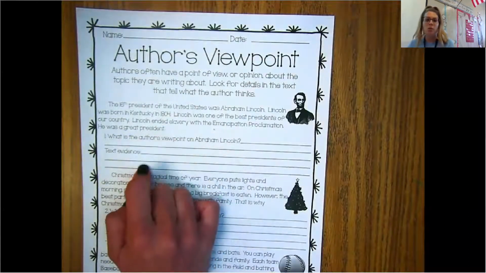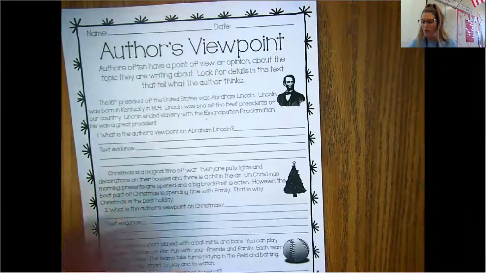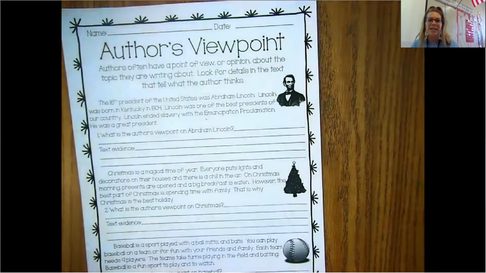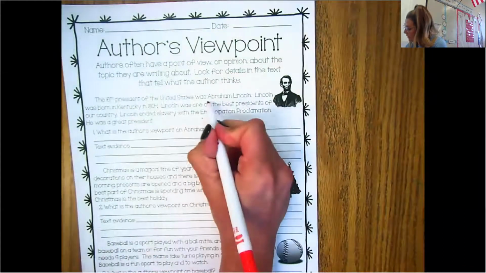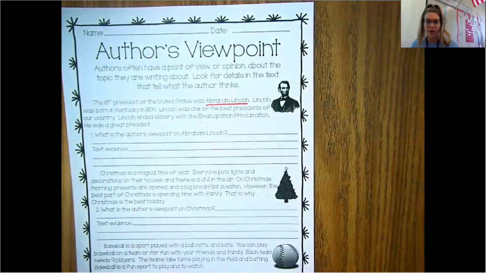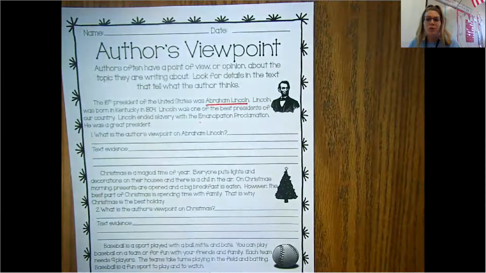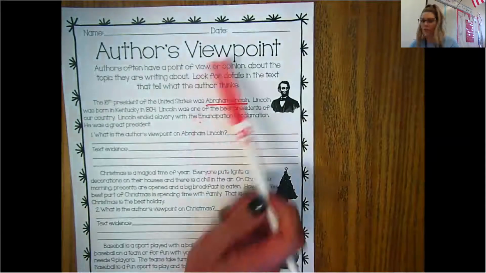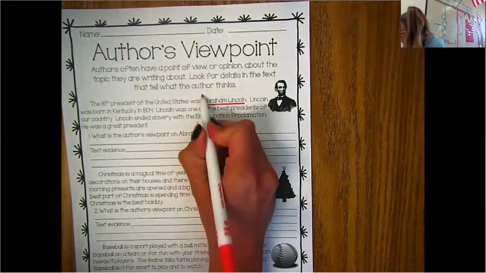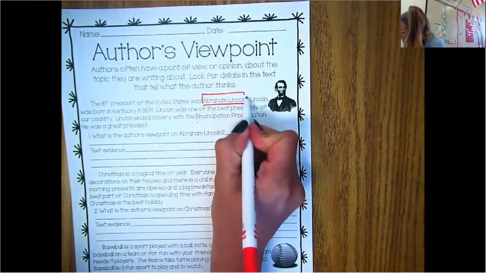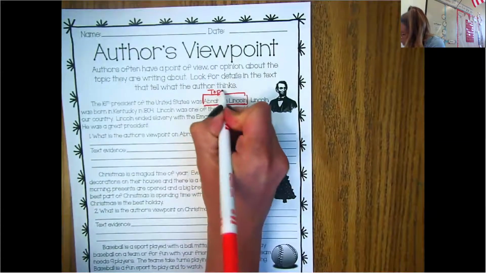So before we answer these, I want you to think about what is the topic? What is this paragraph all about, or who? Well, there's a picture right here. The topic is who? It's all about Abraham Lincoln. All right. So now what's step 2? We know that it's about Abraham Lincoln. Now we need to figure out, what is the author's viewpoint? What are they thinking? What are they feeling about Abraham Lincoln? So let's go ahead and make sure you box that and you've read the topic.